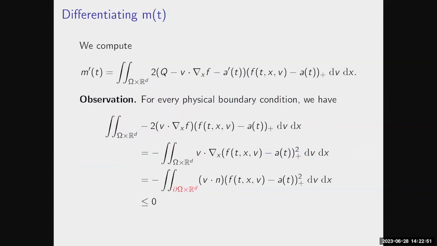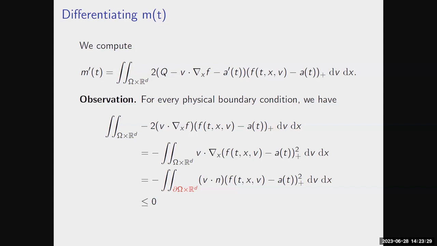Now, this is the only place that you will see the boundary condition. If you look at the transport term, we can integrate by parts the transport term. We see that the expression that we have is the v dot grad x of this square, and then when we apply the divergence theorem, it becomes a boundary integral. Now, for every one of the boundary conditions that I mentioned in the theorem, this expression in the boundary integral is negative, right?